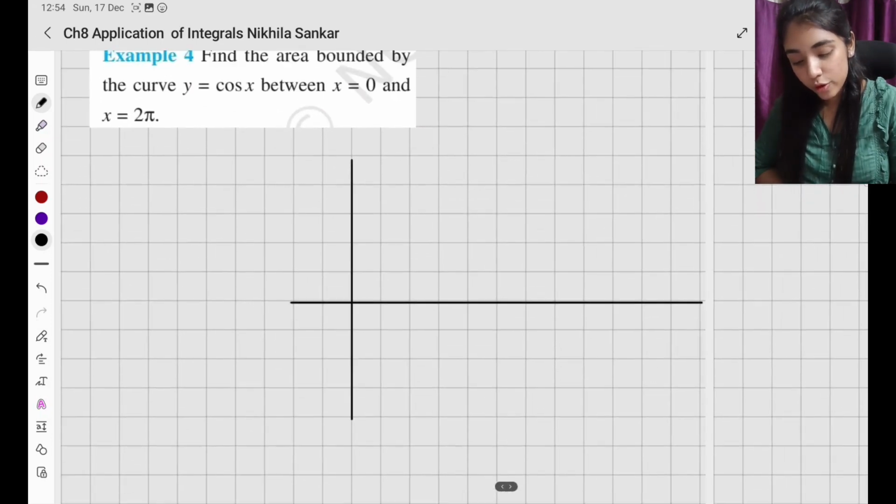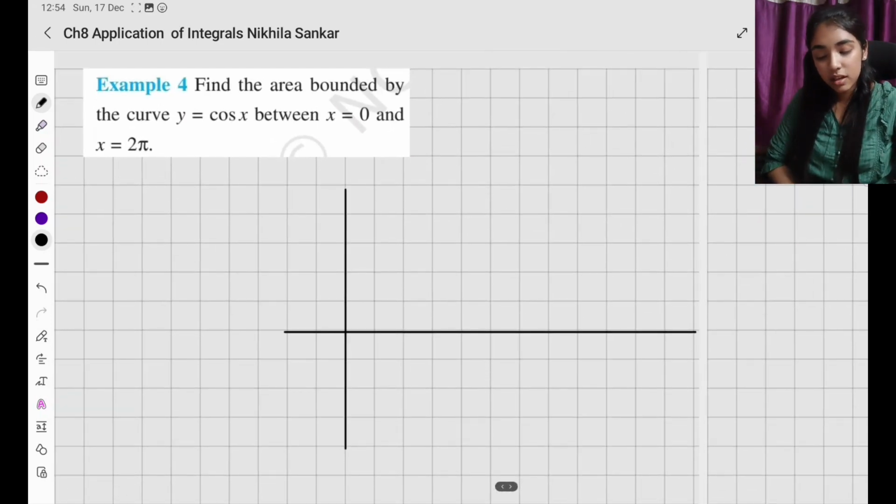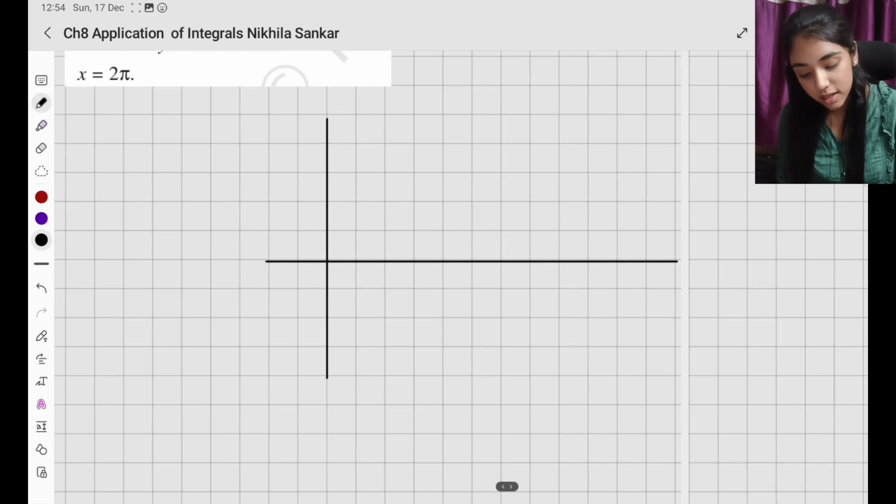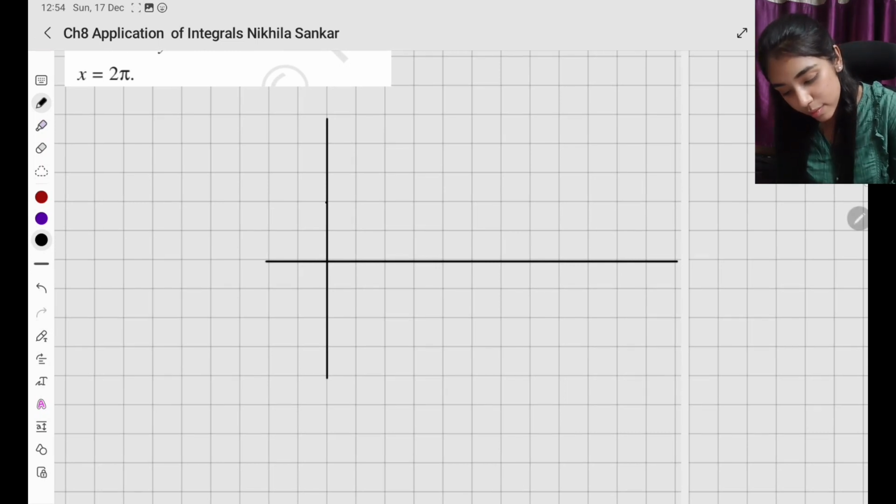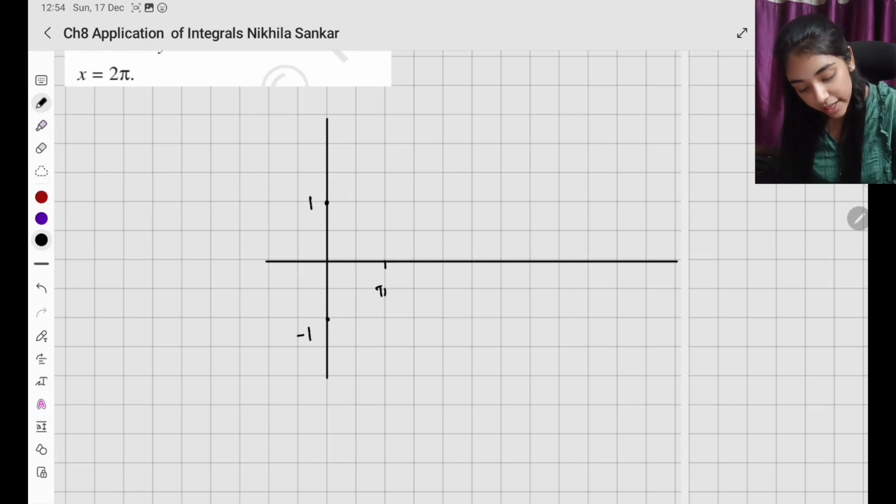Now example 4. Find the area bounded by the curve y equals cos x. So first we have to find the values of cos. Where does the value of cos go from and to? It is going to be from 1 to minus 1. And what are the values going to be? I have pi by 2, pi, 3 pi by 2, 2 pi.